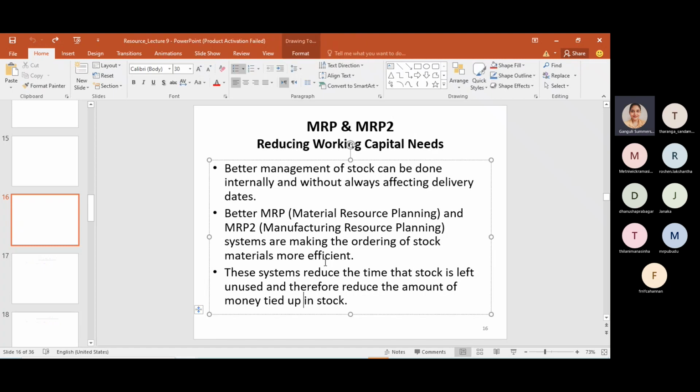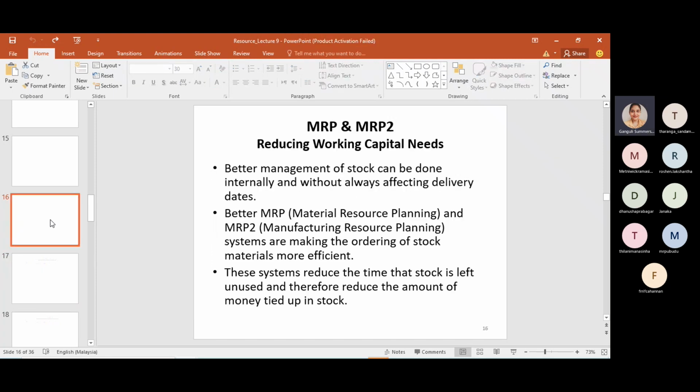Okay, so these systems, better material resource planning and better manufacturing resource planning, reduce the time that stock is left unused because you are ordering only the amount that you need. Therefore, it reduces the amount of money tied up in stock. There is no stock being left in the inventory unnecessarily because you are ordering only the amount that you need. So there is no extra amount left in the inventory, and no waste of money. So these are some strategies that you can follow to reduce your working capital needs.